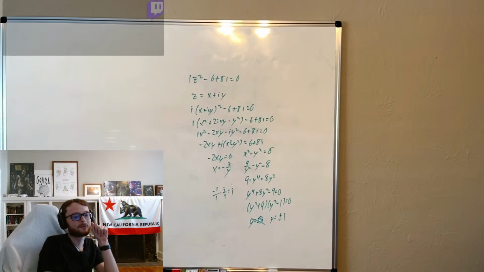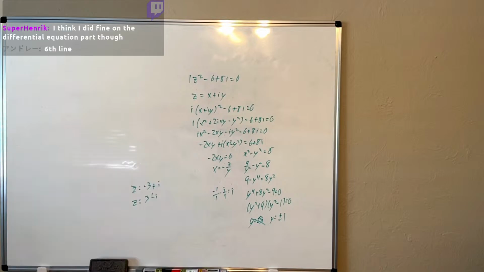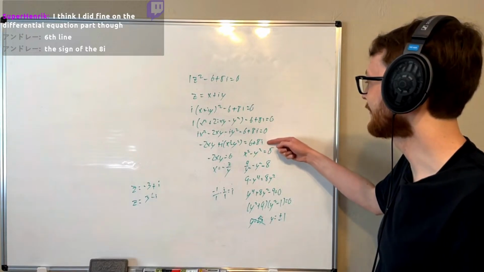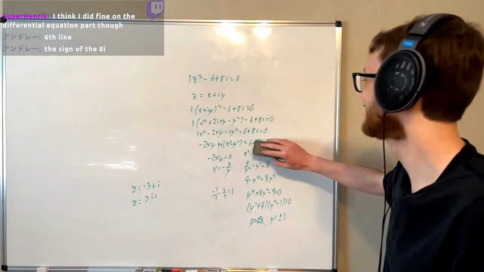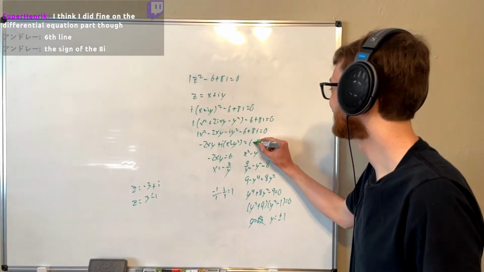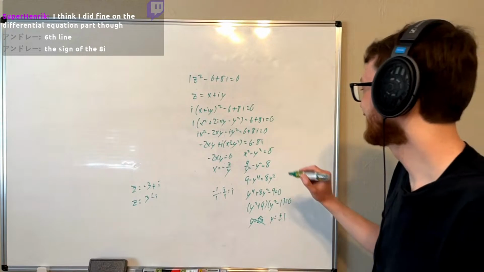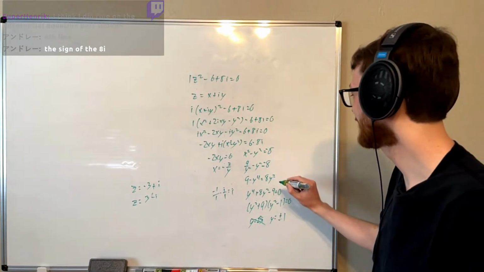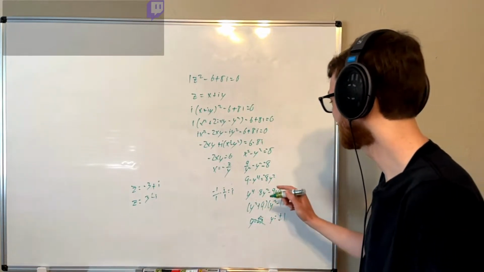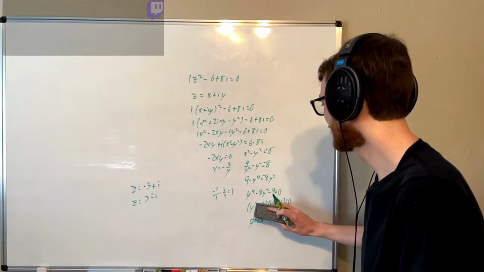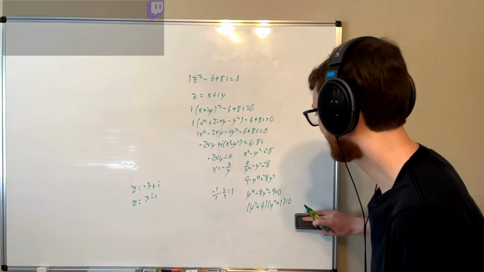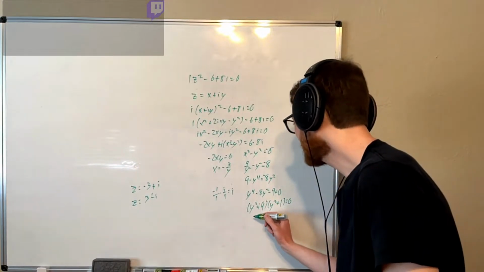Sixth line. One, two, three, four, five, six. Oh my God, Anders. You're right. Minus, minus, minus. Minus, plus. I had those backwards. See, the only solutions now are y equals plus or minus 3.